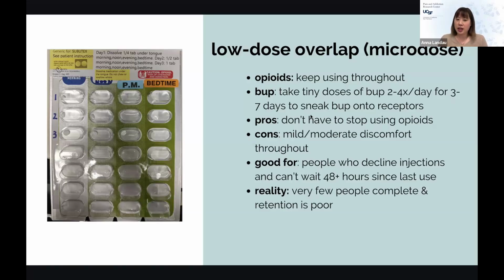In reality, when we look at our actual retention and completion rates, only about 30% of people will actually complete this. The reason being that it's usually 7 days of taking a medication that is slowly working. You're feeling crappy the entire time. And so a lot of people aren't actually able to go from day 1 through 7 successfully.